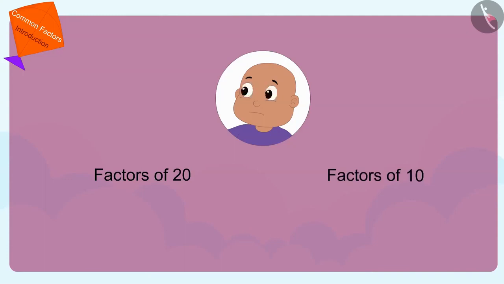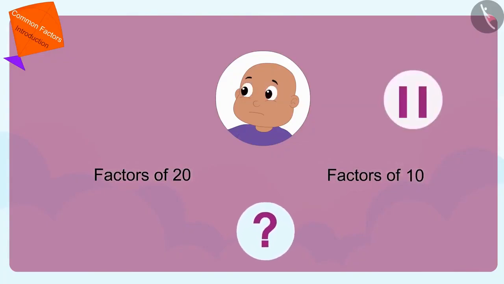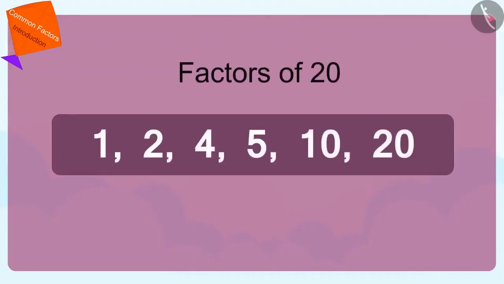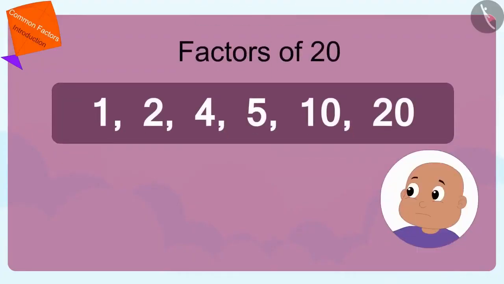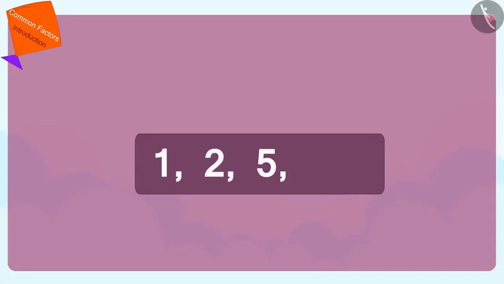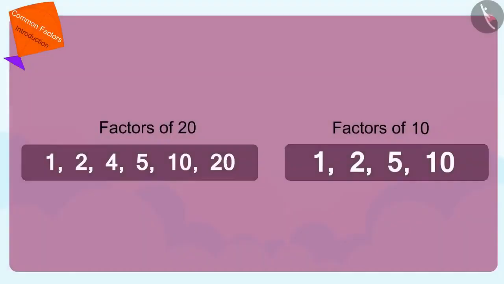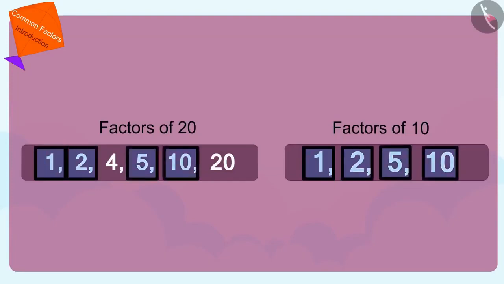Can you tell which are the factors of both 20 and 10? If you want, you can pause the video and find the answer. He first wrote the factors of 20 in this way. Now Bablu wrote down the factors of 10. Yes, these numbers 1, 2, 5 and 10 are factors of both 20 and 10.